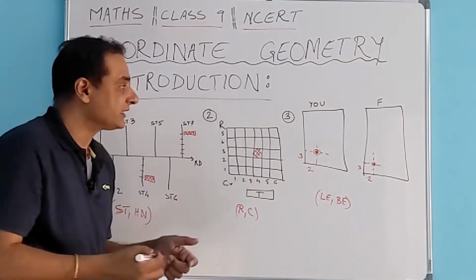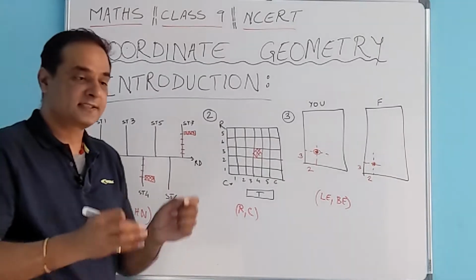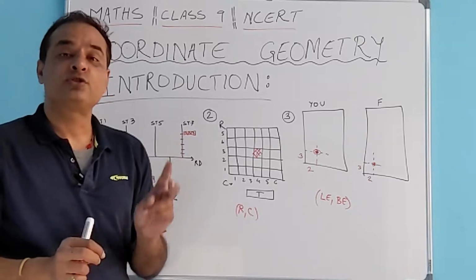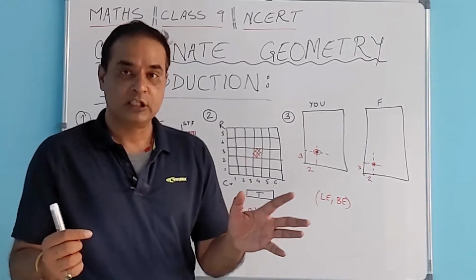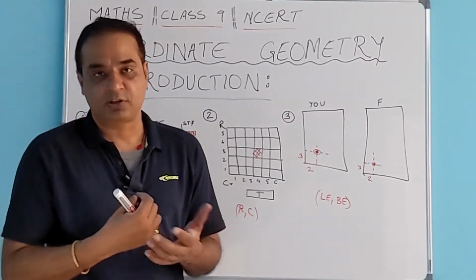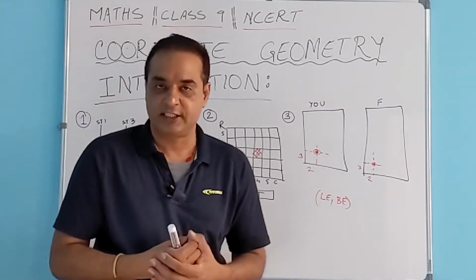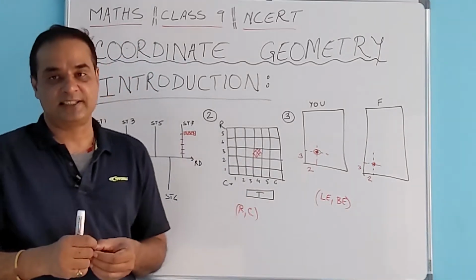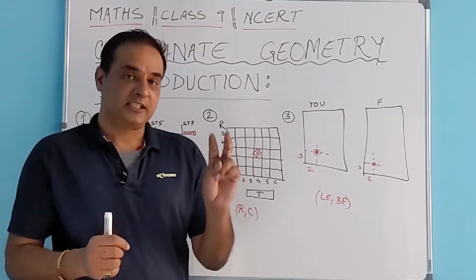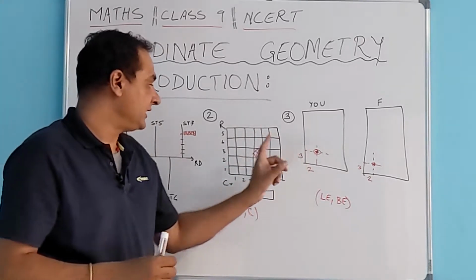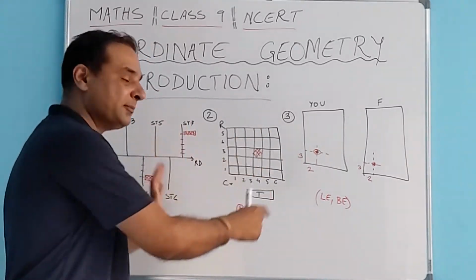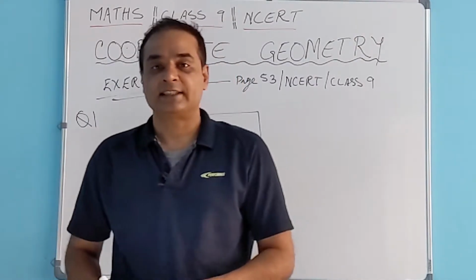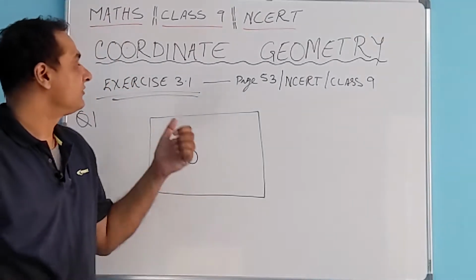So what do we conclude? Basically, coordinate geometry is locating a point or a location with the help of two independent pieces of information. So that's the introduction of coordinate geometry. We are going to learn more about coordinate geometry, what it is and what the concepts are, but this is how coordinate geometry is basically understood. We need two independent pieces of information to locate a point or a location on a plane, and that is known as coordinate geometry. Look at the exercise, which has unsolved questions.